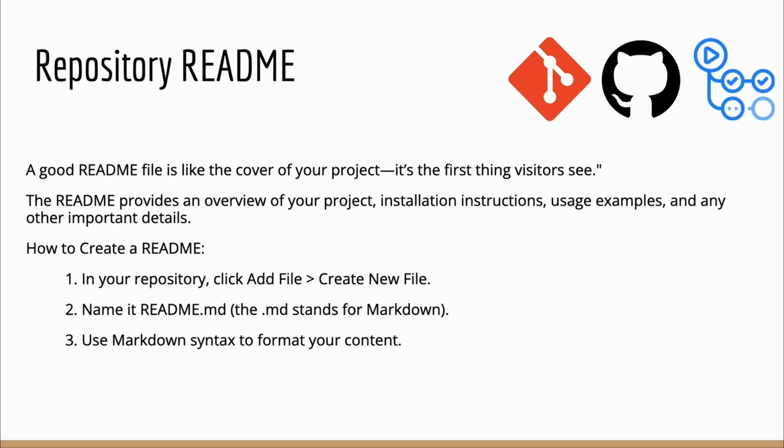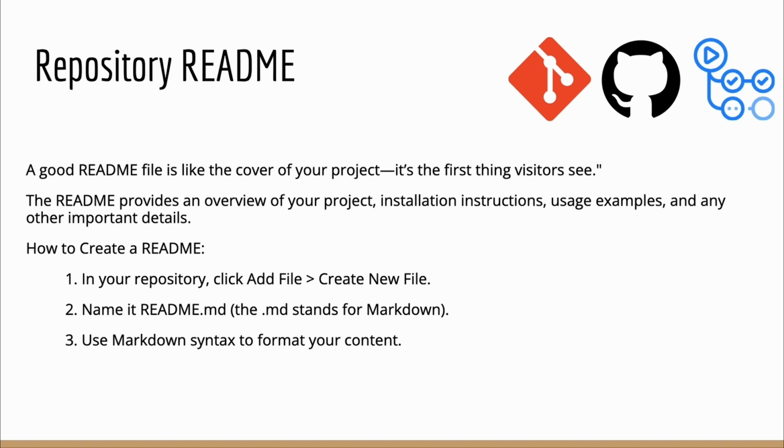So as you can see on the screen here, it provides an overview of your project. It has installation instructions, usage examples, and anything else that's important. So having a README that is well defined and kept up to date is very useful, and I would say very important. Now, if you create a repository from scratch, you have the option to create the README automatically with it, which is what we did when we created our repository in this course.